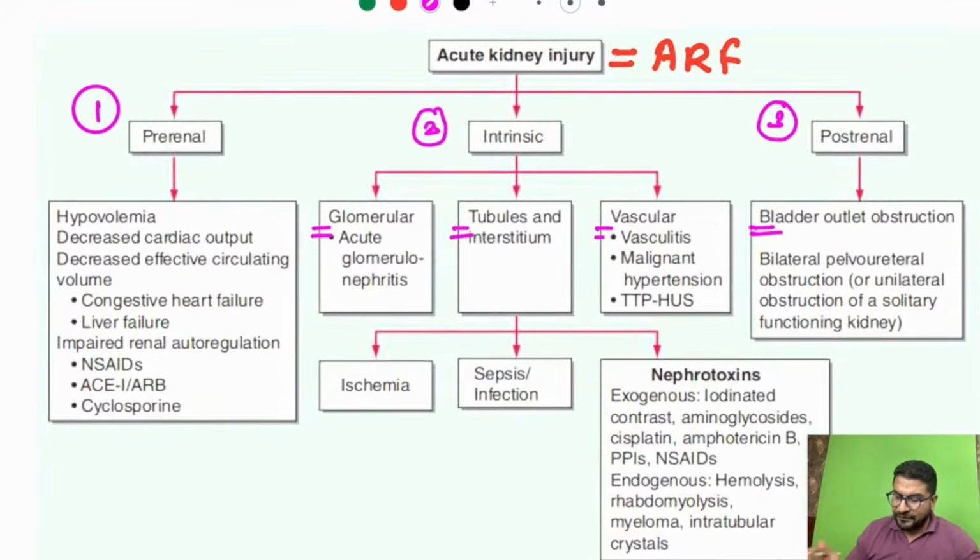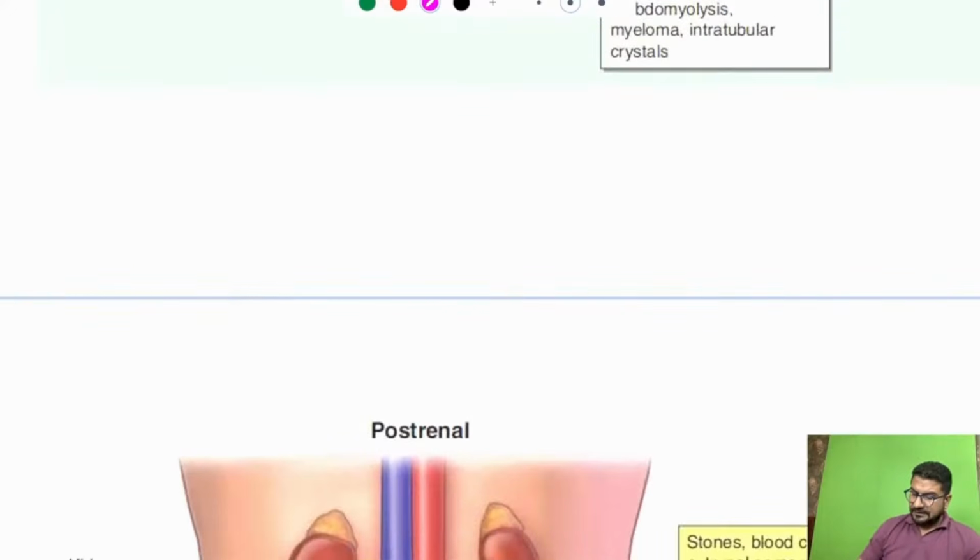Pre-renal means before the kidney, means suppose body में hypovolemia हो गया, shock हो गया, sepsis हो गई, heart failure, liver failure. So these are all examples. So congestive heart failure. So liver failure can cause kidney disease. इसको बोलते हैं HRS. We also call this HRS, hepatorenal syndrome. So understand this thing. Let us study the post-renal here.